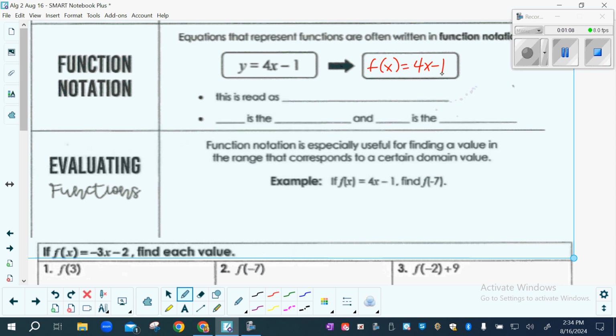So what does function mean again? That's right. For every x value, there's one and only one y value. So for every input, there's one output. If there's more than one output for an input, that means it's not a function.